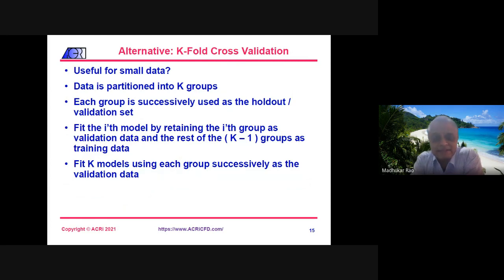And another alternative is something called k-fold cross-validation. In my opinion, it's more useful for small data, where the data is partitioned into k groups, and each group is successively used as the holdout or the validation set. And suppose I'm training k different models, I will fit the ith model by retaining the ith group as the validation data and the rest of the groups as the training data. So I hold out just one part of it and train a model. Then the next model I train, hold out some other data for that.